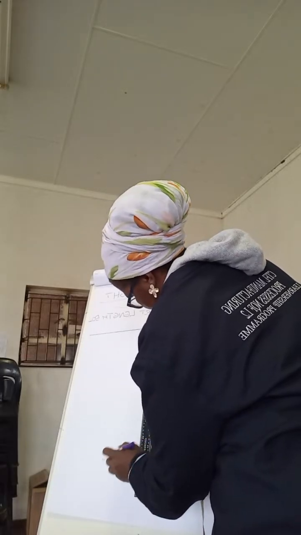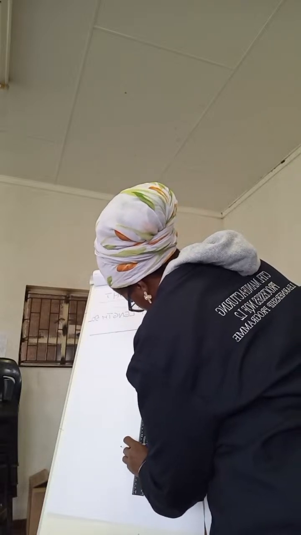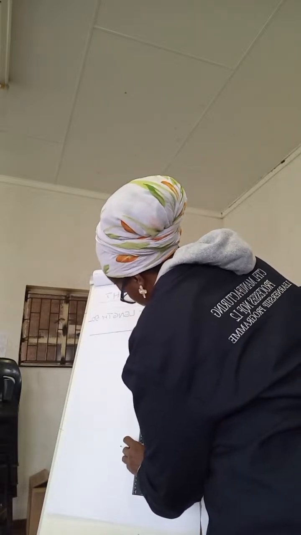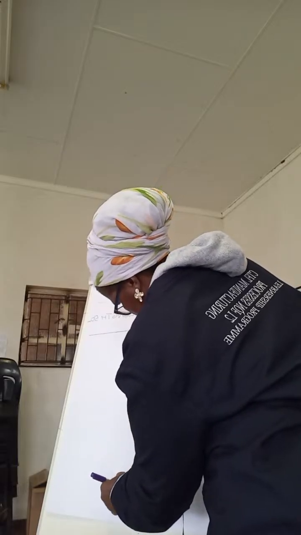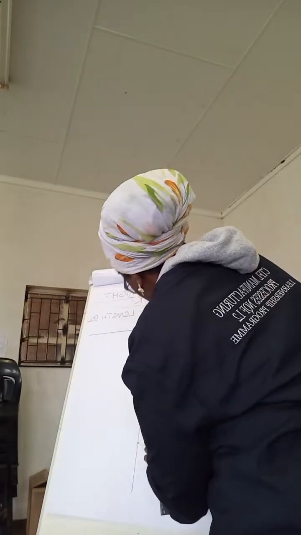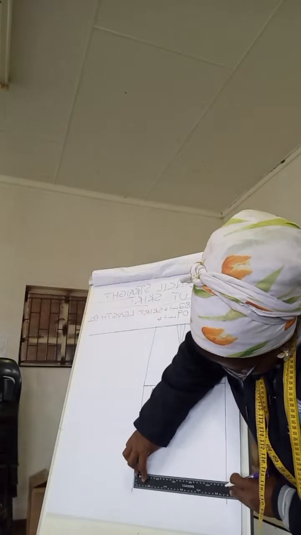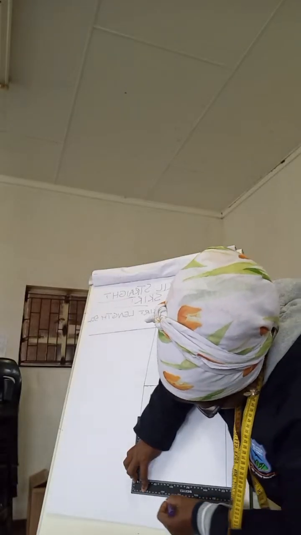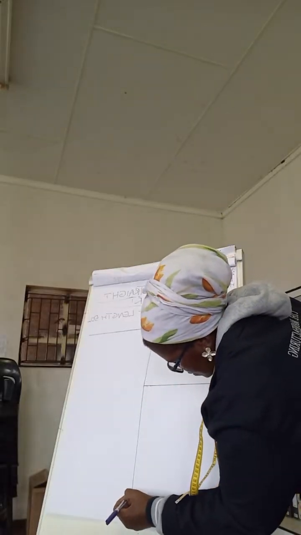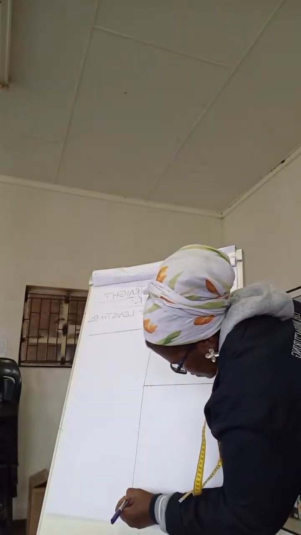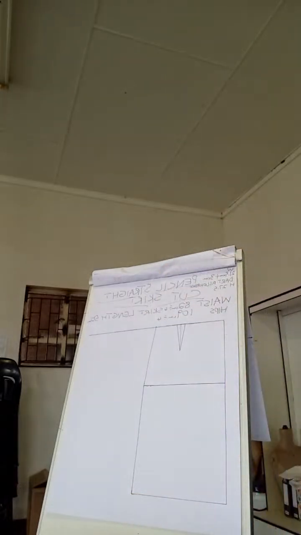Square it. We're going to square it down. We're going to square it down now. Here we got our skirt. And then this is the hem part. This is the hem part. You see our skirt is finished now?